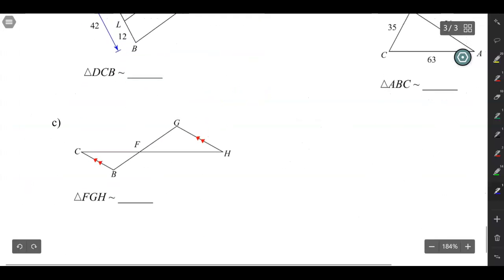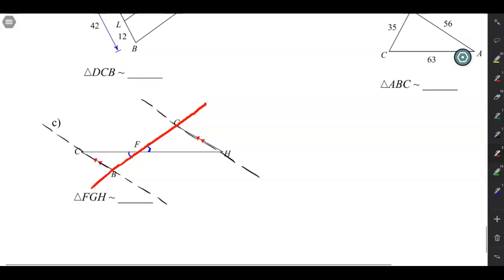And then in C, I have 2 pairs of vertical angles, which is great. So I have a pair of congruent angles. And this one's a little bit tricky. If you remember, these little red dashes mean that these 2 lines right here, I'm going to extend, are parallel. So I'm going to go ahead and highlight one of these lines for us. If I have 2 parallel lines, then I have this red line that passes through. I know something about these angles.